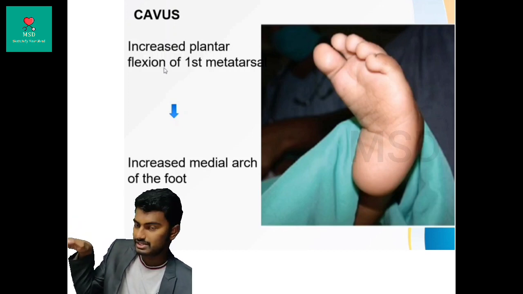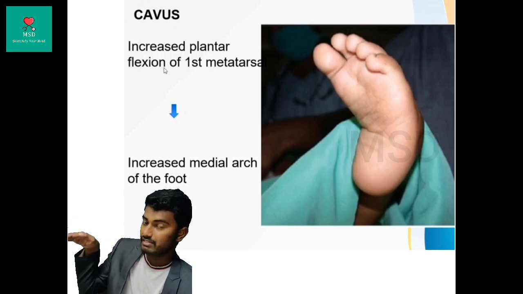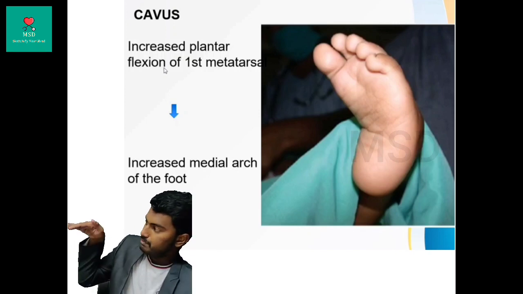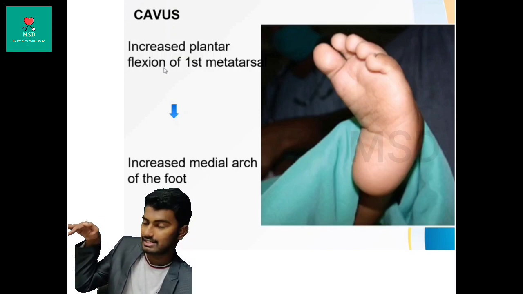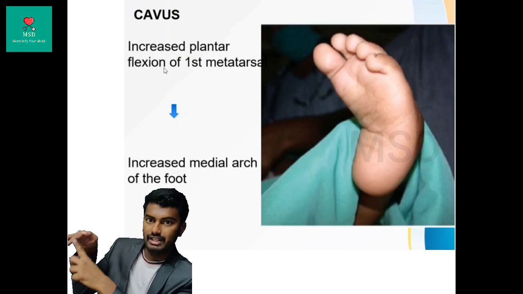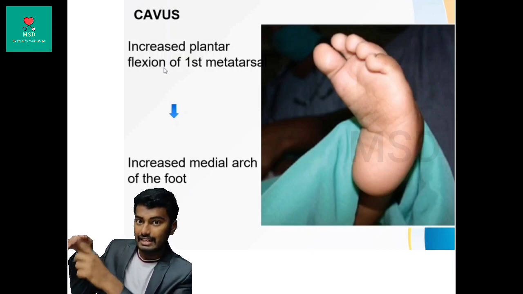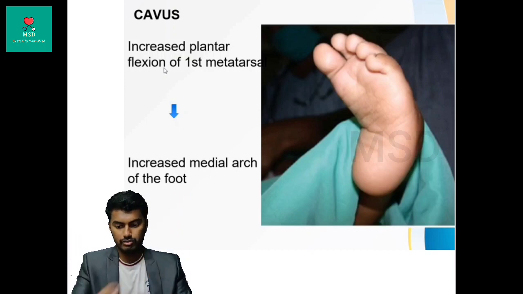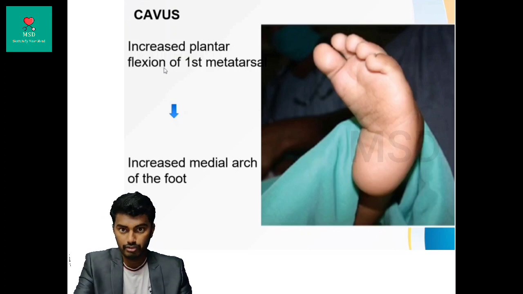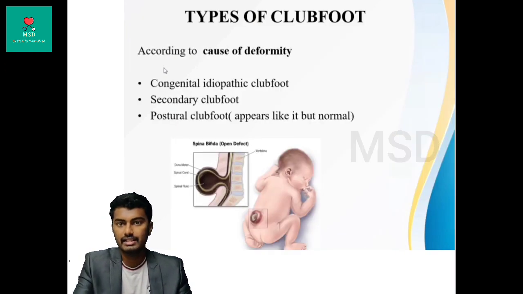So normally the foot is like this, but in case of cavus deformity, due to the hyperplantar flexion of the first metatarsal, you get a cavus deformity, and that causes an increase in the medial longitudinal arch of your foot. So these are the 4 deformities that usually occur in the clubfoot.